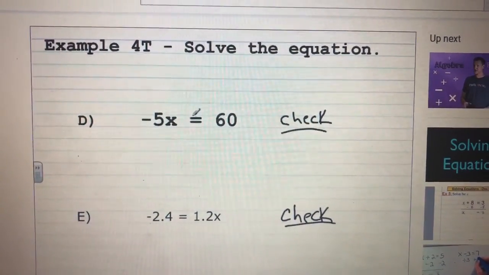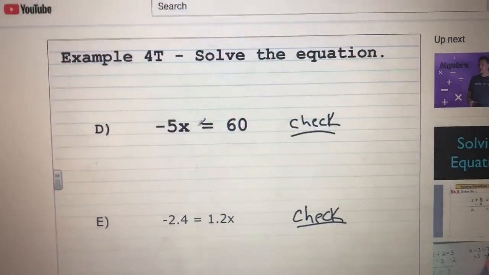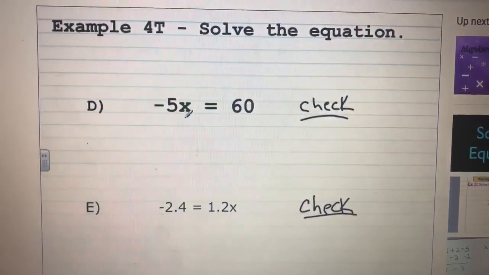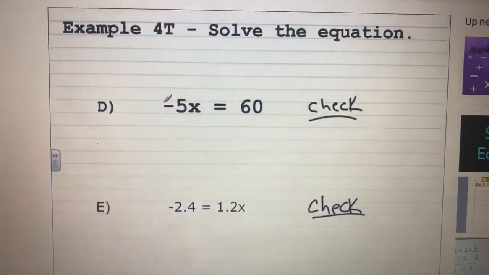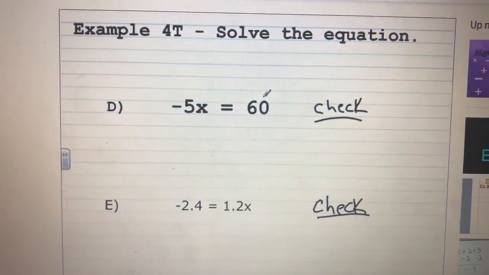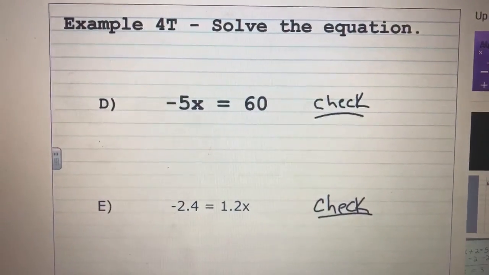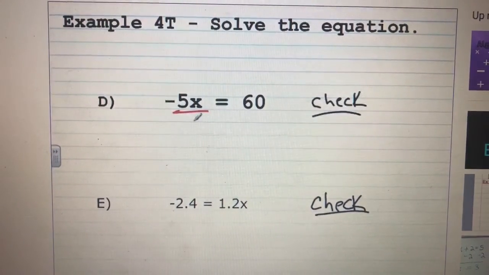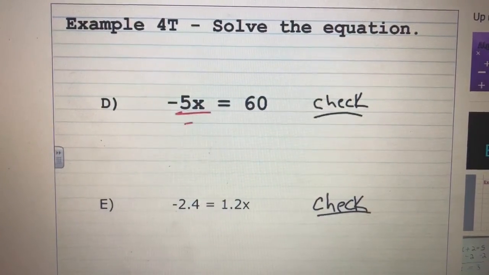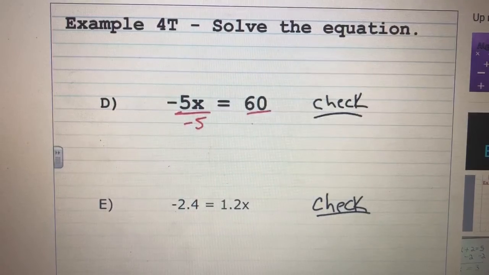So here we have example 4.2 where we have to solve the equation. We need to find the solution. And since this problem reads -5 times x is equal to 60, we want to divide, because that's the opposite operation of multiplication. And we want to divide both sides by -5.